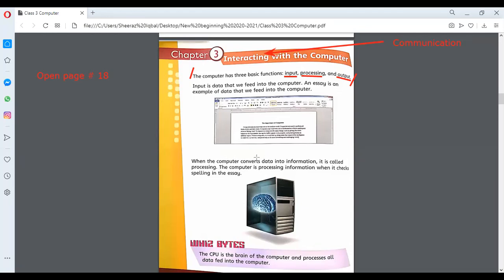For example, if I ask you this question in the class, how many basic functions does a computer have? The answer is three. So there are three basic functions.